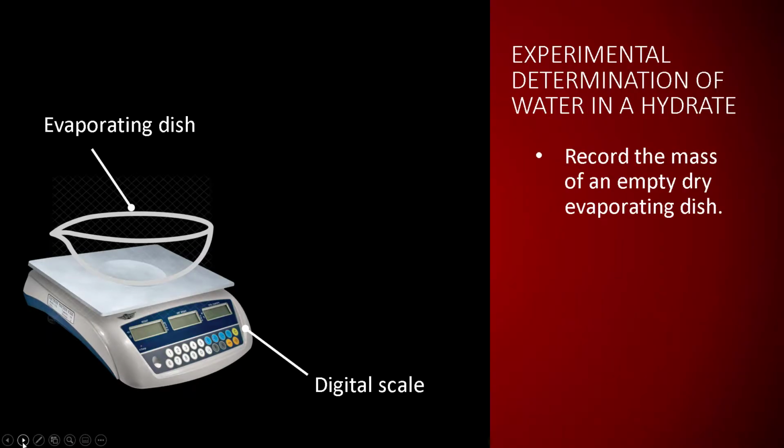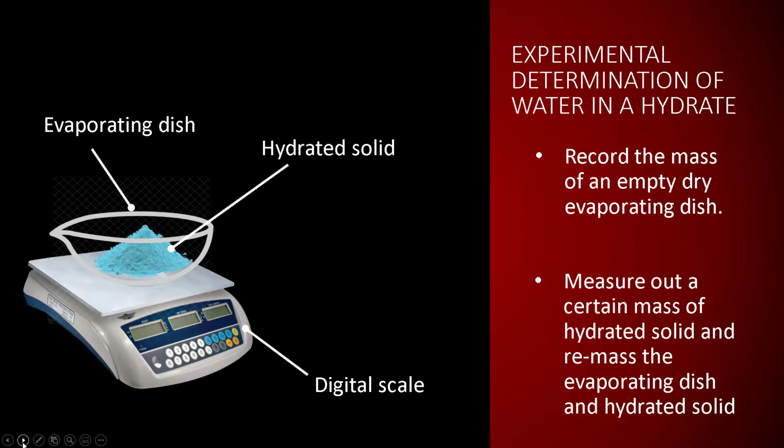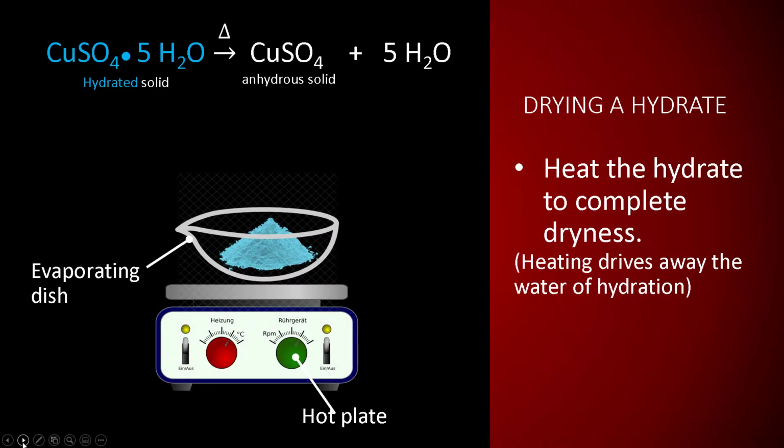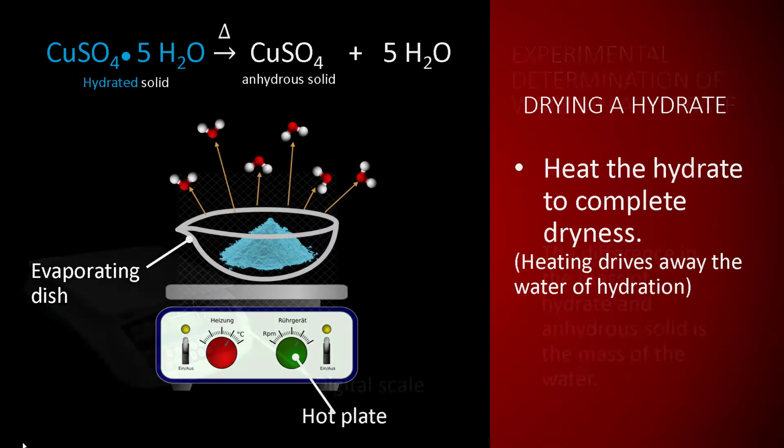To do this, what we'd need to do is to measure the mass of a clean, dry evaporating dish. And then we'd measure a certain mass of the hydrated solid into the evaporating dish. Using a hot plate or ring stand Bunsen burner, we then heat the hydrated solid until the water is driven off. What's left is your anhydrous solid.